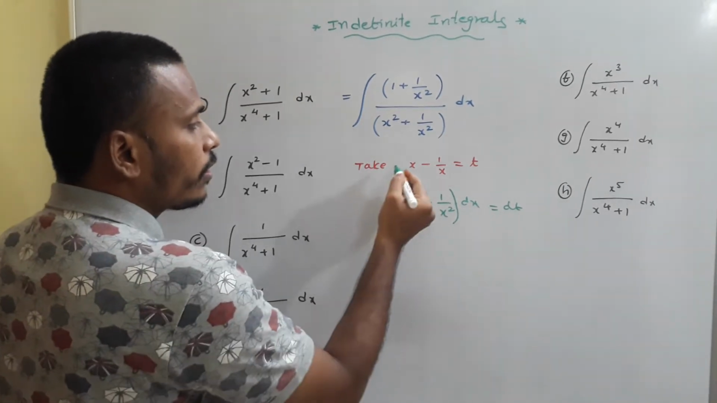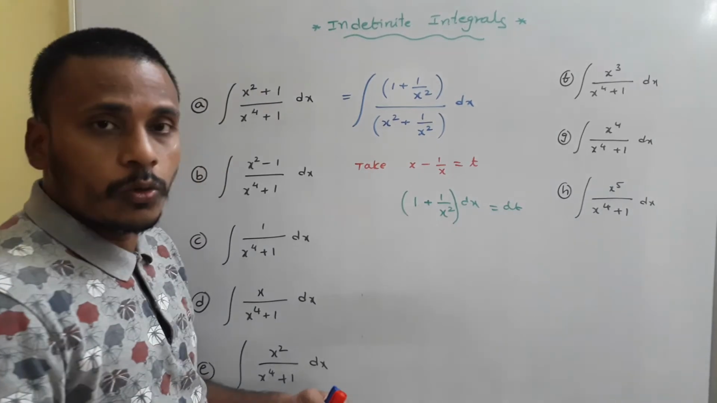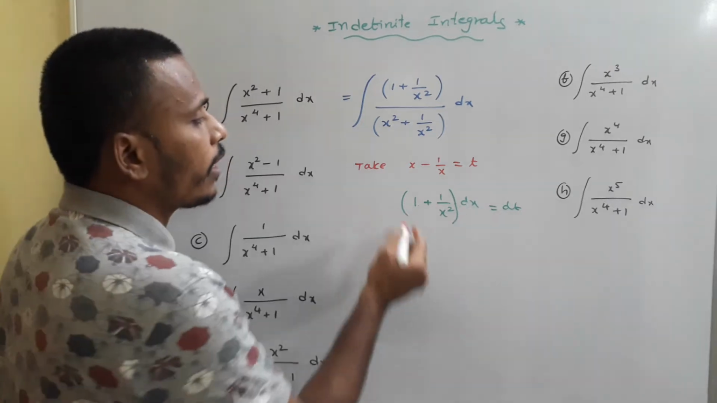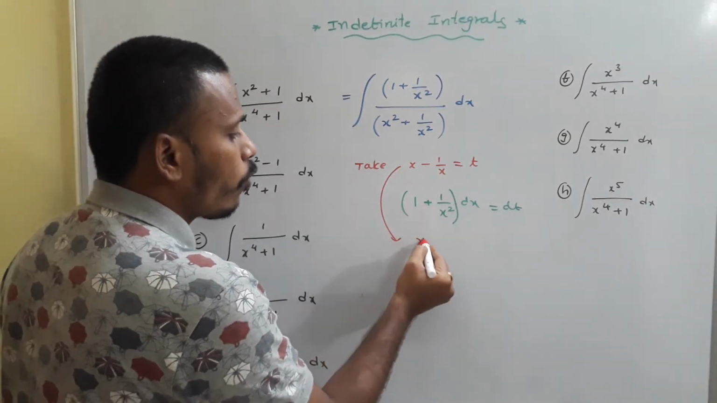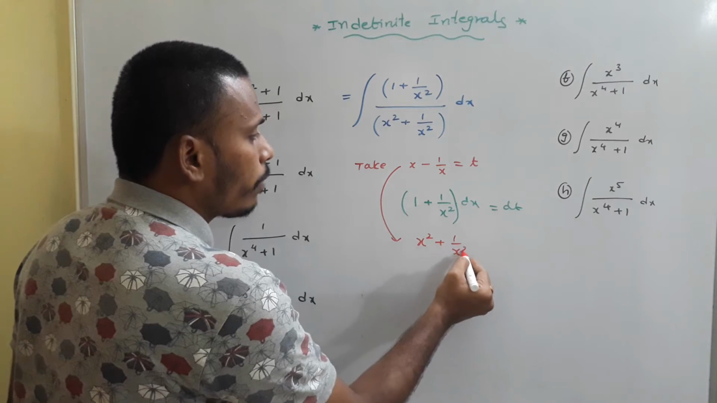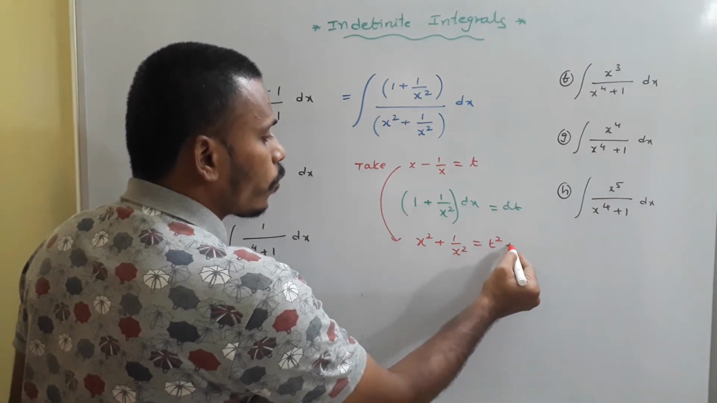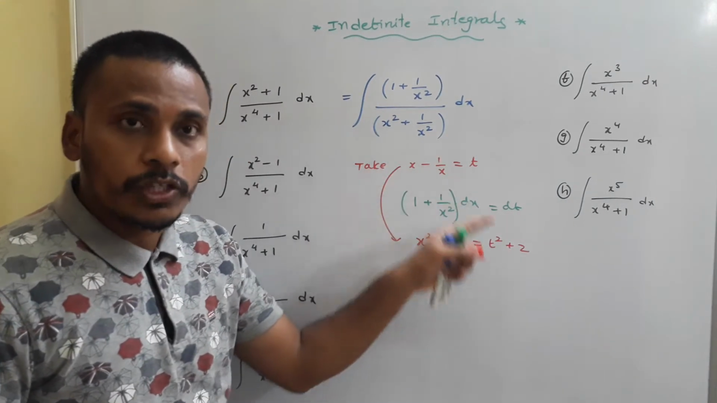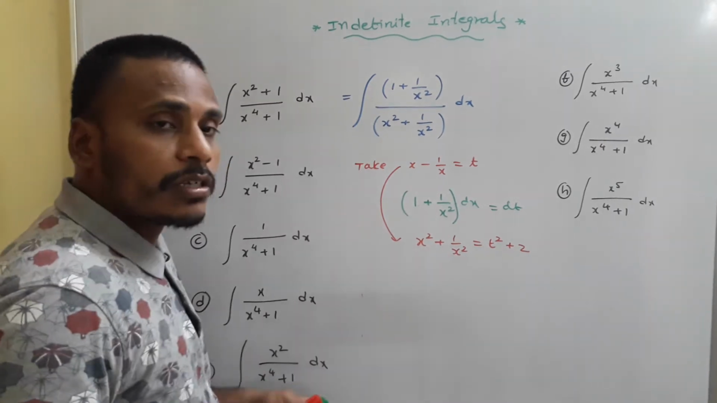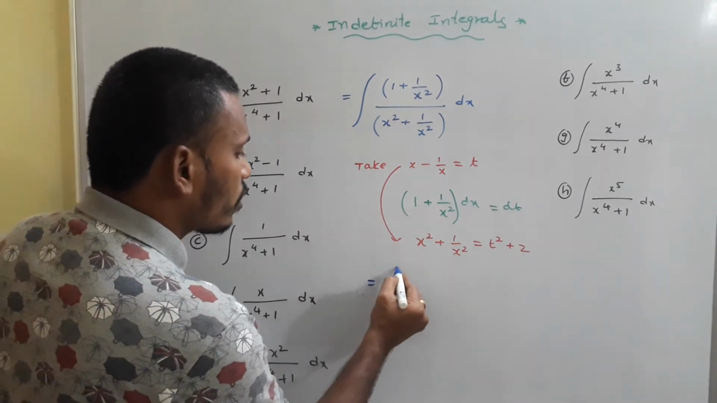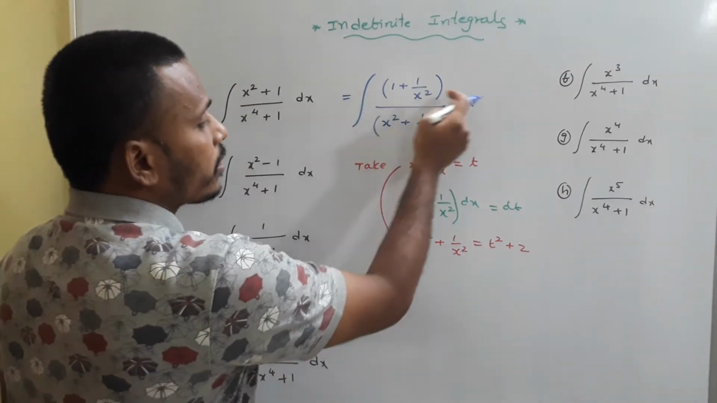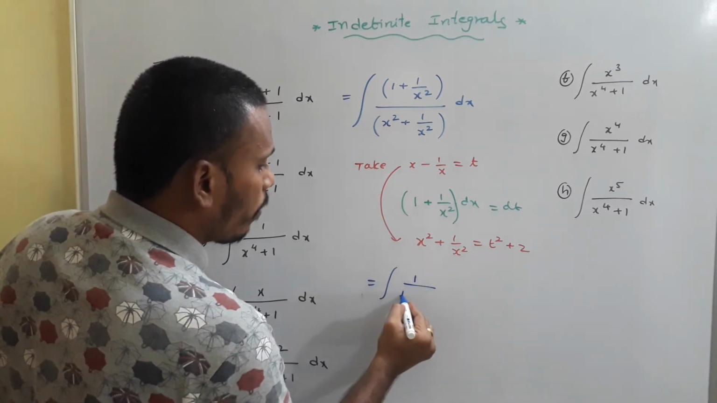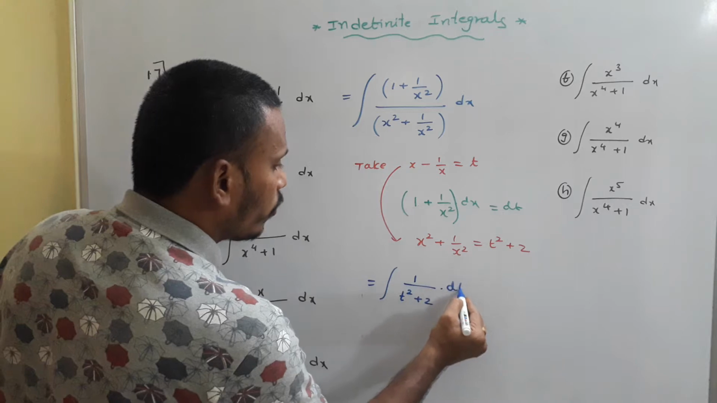So this numerator part is dt, but what do you say about the denominator? For this denominator, we have x minus 1 by x equals t. From there, you just square both sides, and you will get x square plus 1 by x square minus 2. So from this, it is easy to confirm that x square plus 1 by x square equals what? t square plus 2. Is it right? t is x minus 1 by x, its square plus 2 is x square plus 1 by x square. Now you just convert the complete problem in terms of t. So this equals integral of dt over t square plus 2. So we are left with 1 by t square plus 2 into dt.